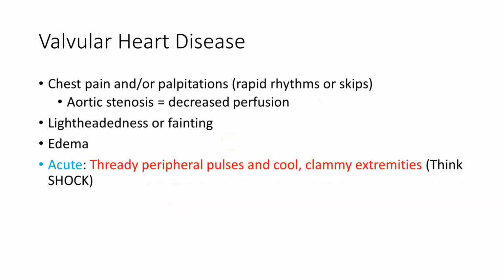Clients can have chest pain. Now remember, once blood leaves that aortic valve, the first place that it's going to go is to the coronary arteries. So if I have blood that is unable to participate in perfusion or participate in cardiac output, we're going to have less oxygen going to the coronary arteries.